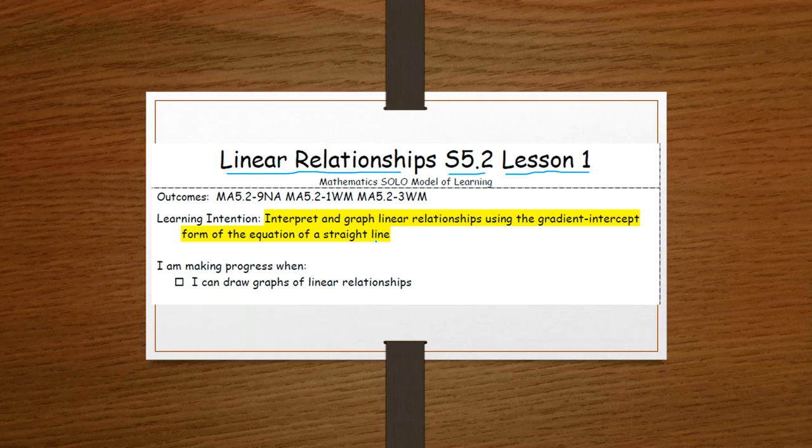The learning intention today is to interpret and graph linear relationships using the gradient intercept form of the equation of a straight line. You know you're making progress when you can draw graphs of linear relationships.